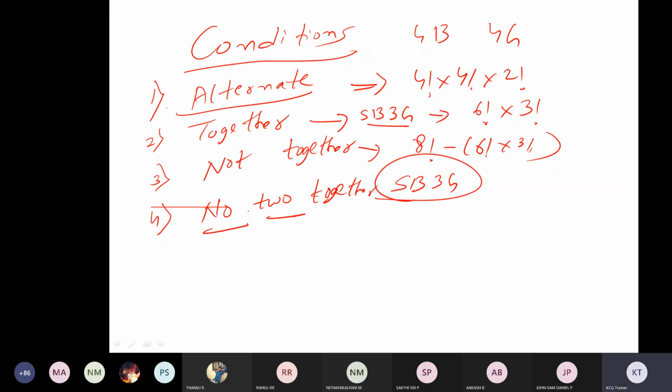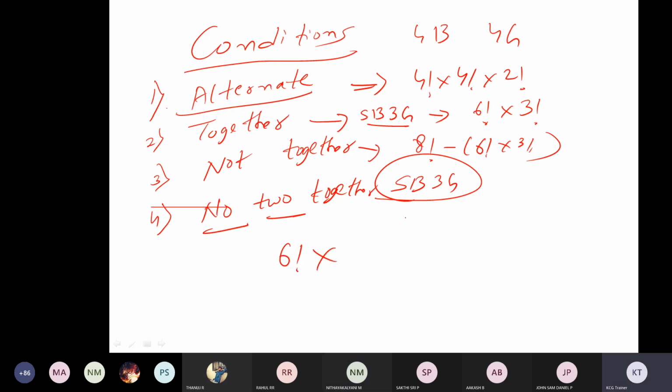I hope you know where I have used this concept of no 2. Same method. Out of 5 boys, 3 girls, no 2 girls should be together. Leave the no 2 girls. Remaining, how many people are there? Other than 2 girls, how many people are there? 6 factorial. 6 factorial are there.